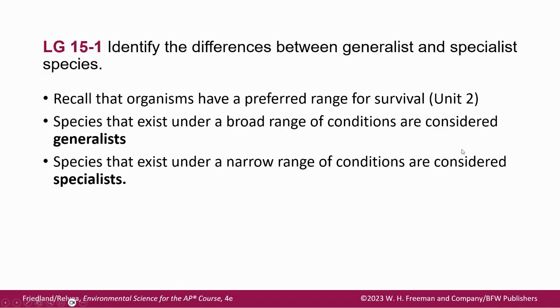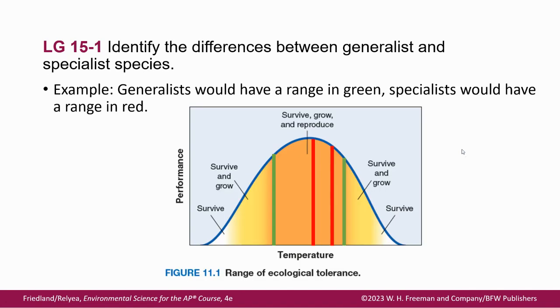So recall that in Unit 2, organisms have a preferred range of survival, just like you guys have a preferred hot and cold, rainy and wet. Organisms do as well. Species that exist under a broad range of conditions are called generalists. So, in general, they can survive in a lot of places. And species that exist under a narrow range of conditions are considered specialists. They have a specific thing that they need.